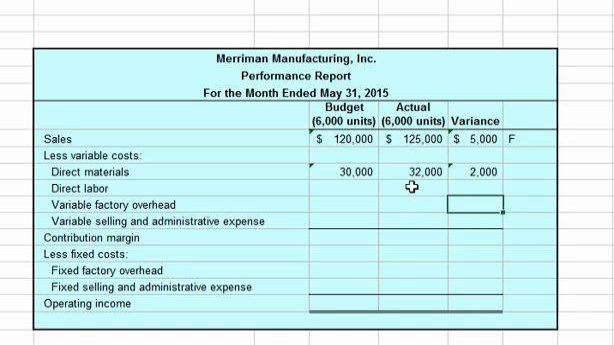So let's think about it. Our actual direct materials cost was $32,000. We budgeted $30,000. So that one's going to be unfavorable. You can't just go by if it's a positive or negative number. A positive variance would be favorable if you're talking about revenue. A positive variance would be unfavorable if you're talking about your cost.